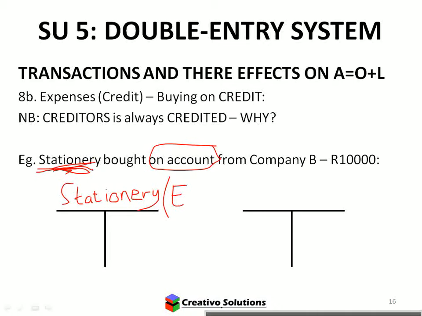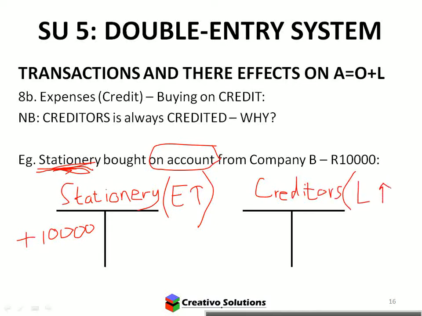Be careful with this one. It's the recording of the expense that's important. You're recording an expense that you didn't have. I bought stationery, so I'm recording an expense: expense increase, plus 10,000. It's on account, on credit, so creditors, bracket liability increase. You're going to owe them more because you've bought from them, plus 10,000 on that side.